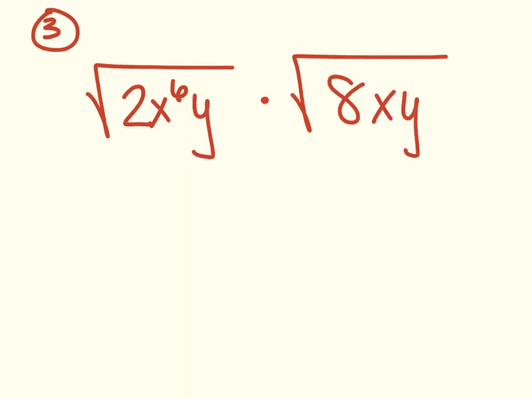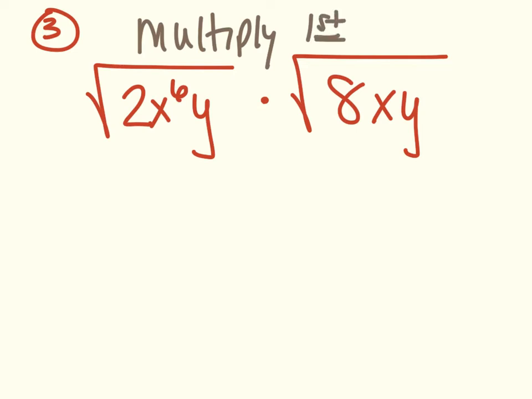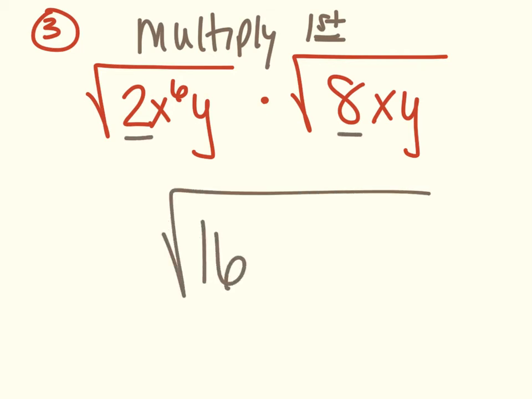Number 3. The only note I want to make for us at the top here is multiply first. Okay, so don't break each radical down first. Let's multiply first. Let's get one big radical. So 2 times 8 gets me 16. X to the 6 times x to the 1st. When you multiply, you add exponents, so that's x to the 7th. Y to the 1st times y to the 1st. When you multiply, you add, so that's y to the 2nd.